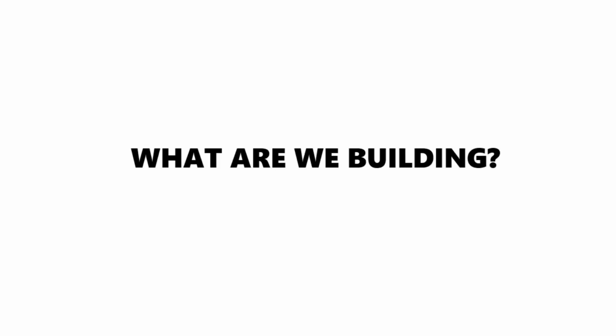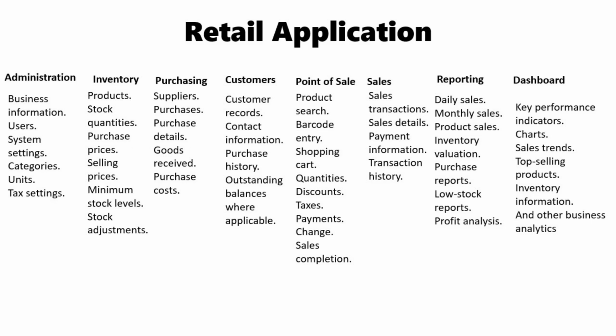What we are building today. Let's start by looking at the complete system. Our retail management system contains several major areas. For example, administration. This will include the business information, users, system settings, categories, units, and tax settings.